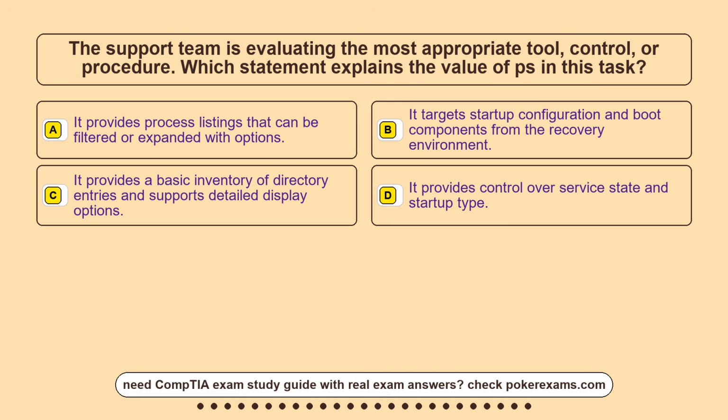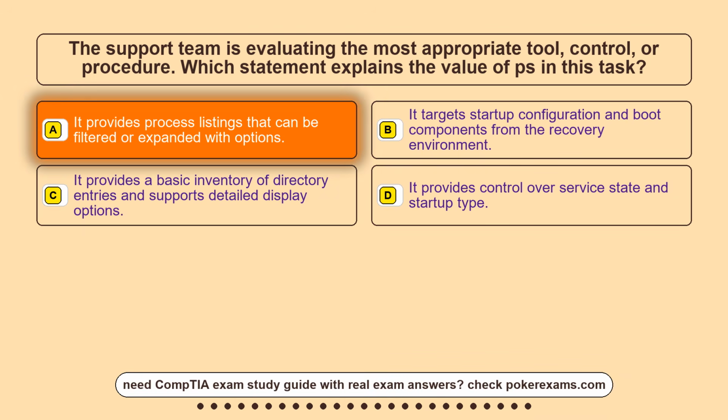Option A. It provides process listings that can be filtered or expanded with options. Option B. It targets startup configuration and boot components from the recovery environment. Option C. It provides a basic inventory of directory entries and supports detailed display options. Option D. It provides control over service state and startup type. The correct answer is option A.